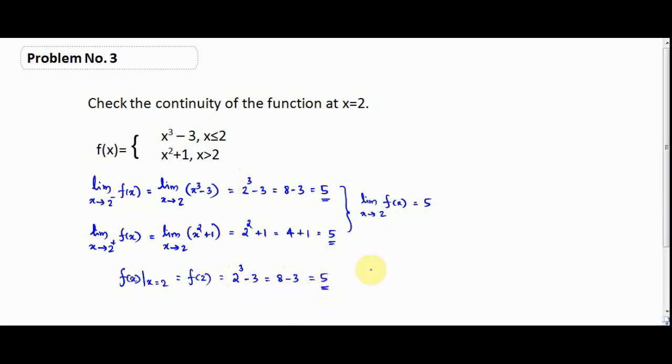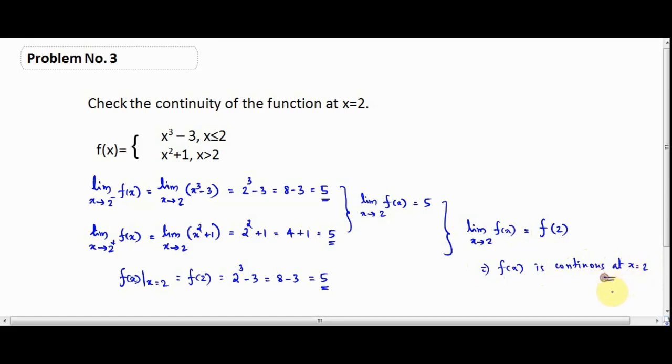So from these two we may conclude that the limit value for the function f of x at the point x equal to 2 is equal to the value of the function at the point x equal to 2, that is f of 2. So limit x tends to 2, f of x is equal to f of 2. So this implies that the function f of x is continuous at the point x equal to 2. So that's the answer. f of x is continuous at x equal to 2.